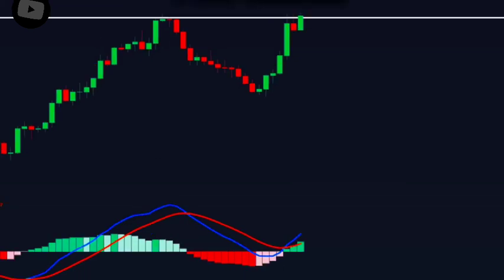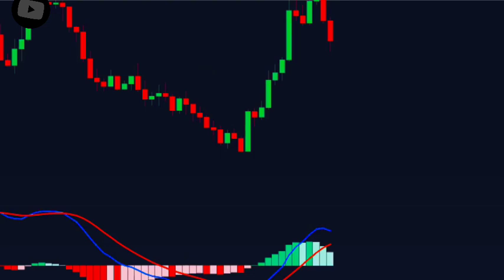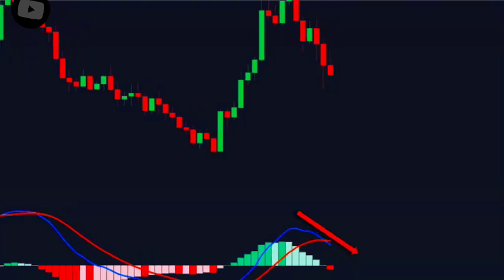So I'm currently in the 4-hour chart, so let's zoom in into the 2-hour chart. So here's the 2-hour chart, and all we need to do is wait for the MACD to cross over downwards in this new smaller time frame. And so this is where you want to take a short position.